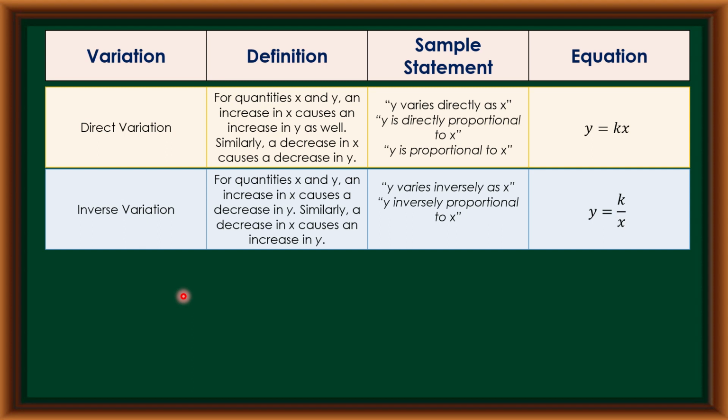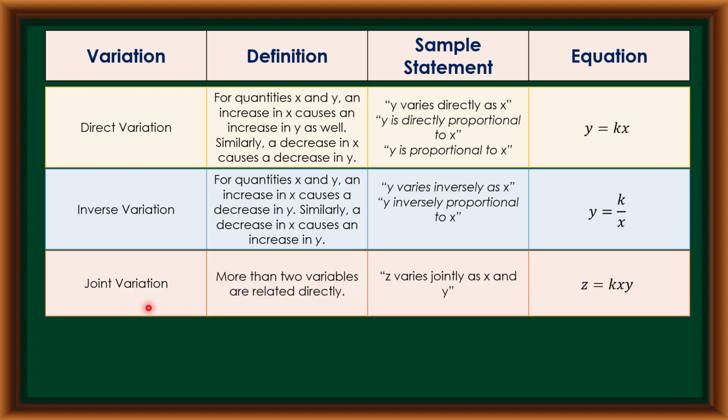The third variation is the joint variation. Remember that joint variation is the same as direct variation, only that in joint variation, we are using more than two variables which are related directly. The sample statement is z varies jointly as x and y, which can be written as z is equal to k times x times y, in which k is the constant of variation and not equal to 0.